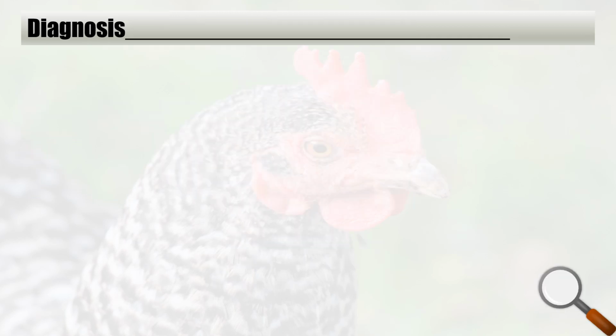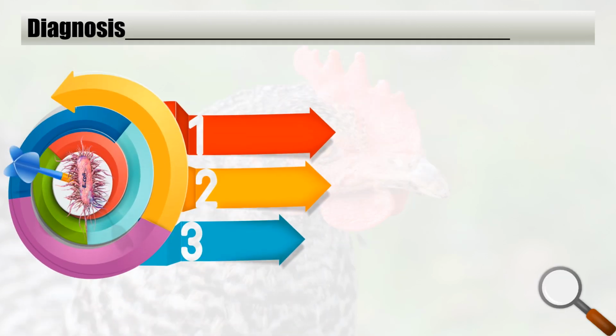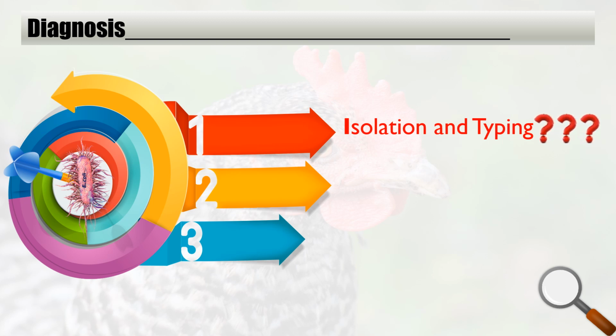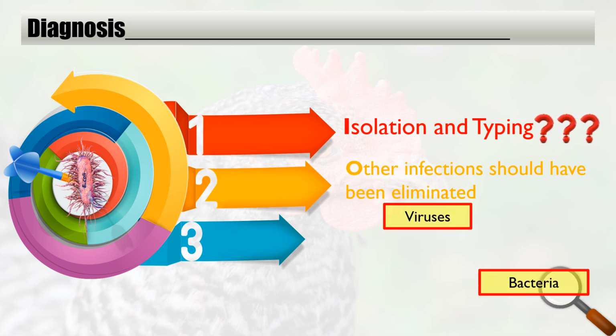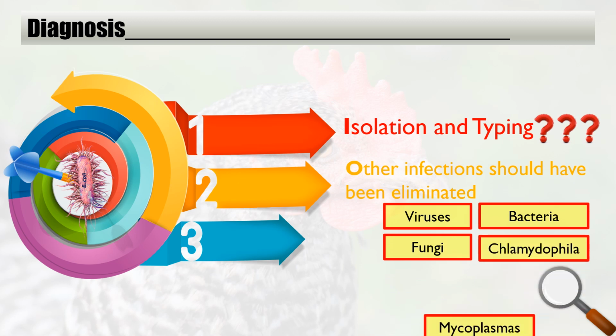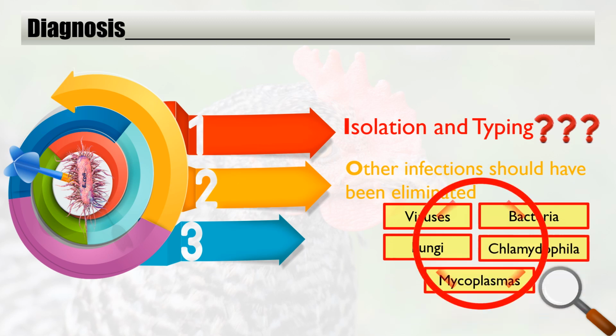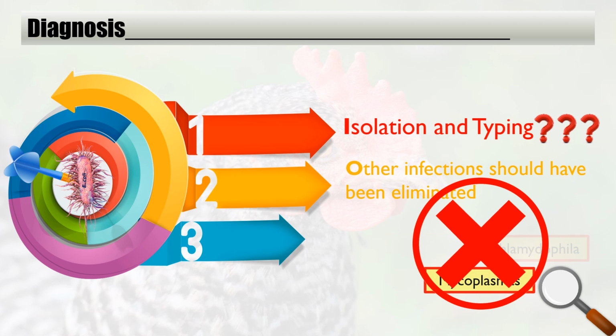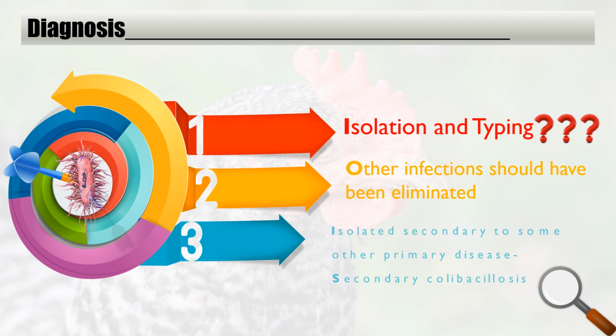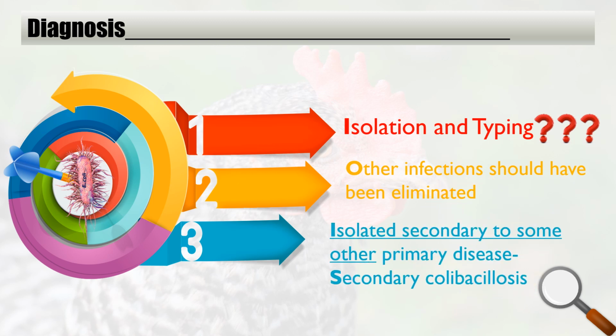Diagnosis of primary colibacillosis is based on the isolation and typing of a coliform into one of the serotypes recognized as pathogens. Diagnosis based merely on the isolation of E. coli is of questionable validity. The possibility of other infections, viruses, bacteria, fungi, Chlamydophila, and mycoplasmas should have been eliminated through culture or other means. When E. coli is isolated secondary to some other primary disease, it should be diagnosed as secondary colibacillosis.